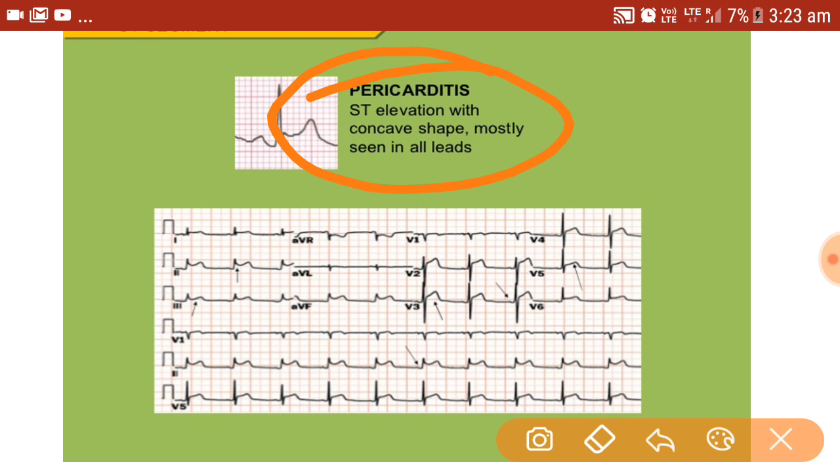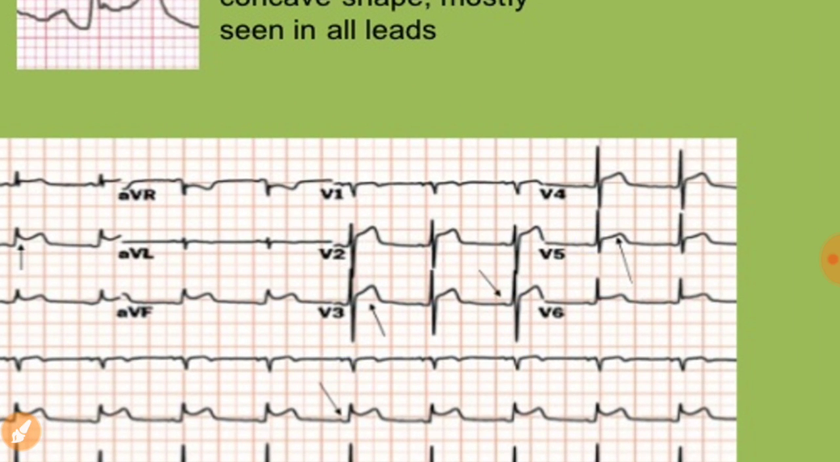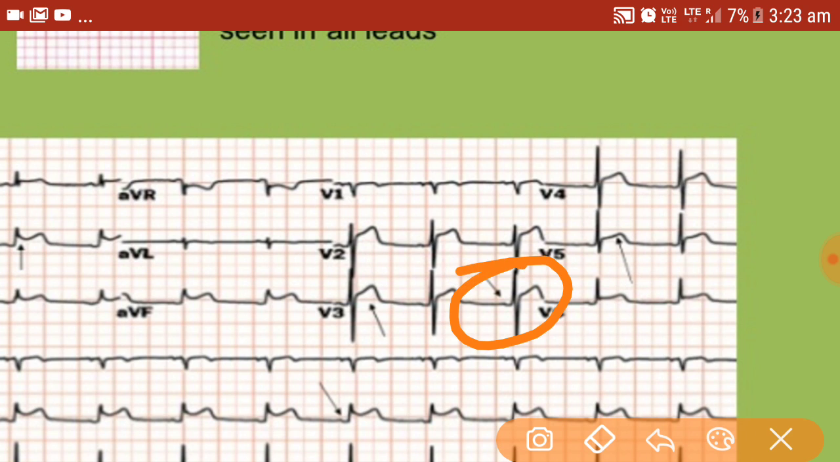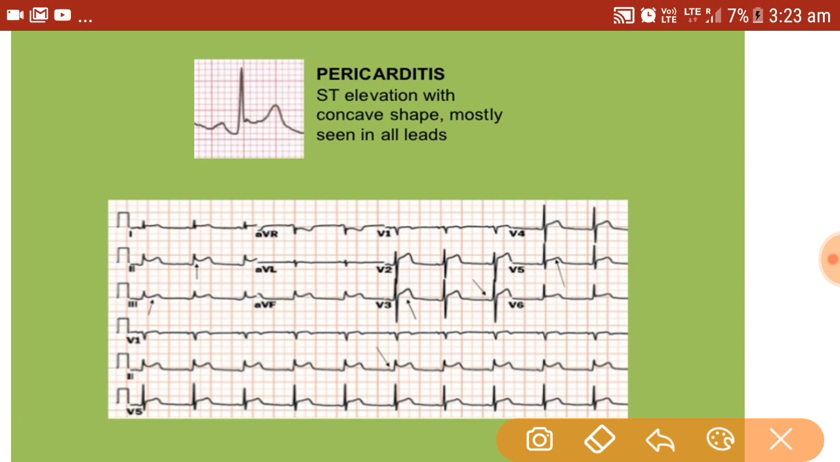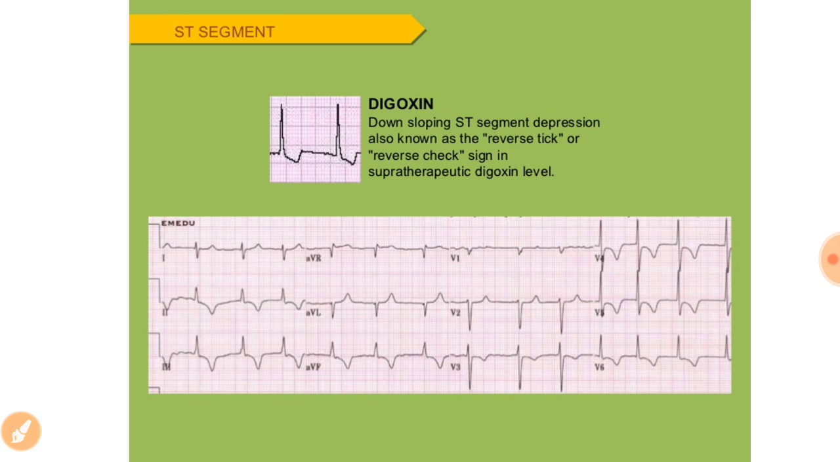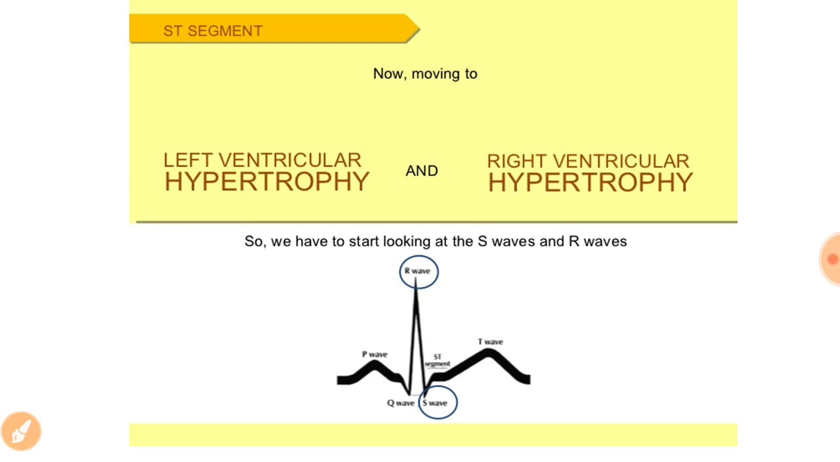Pericarditis also shows ST elevation, but what you observe is there is a concavity before the ST elevation. So here you can see in every lead there is some concavity along with the ST elevation. So this is not for MI but for pericarditis. So this is also important. Digoxin, you all know there is a reverse tick with digoxin. So this is particular for digoxin, you should all know.